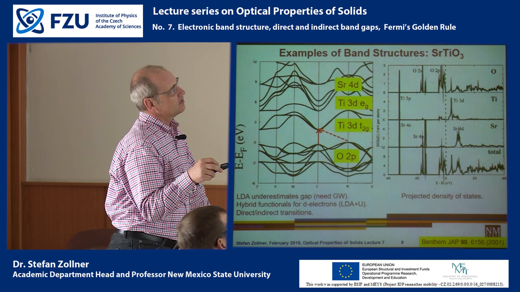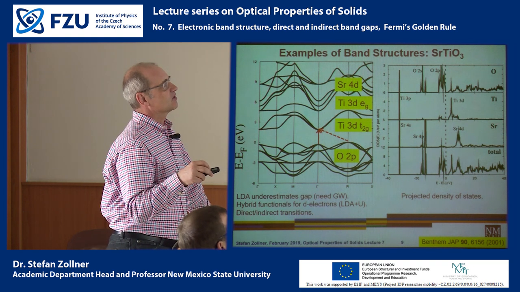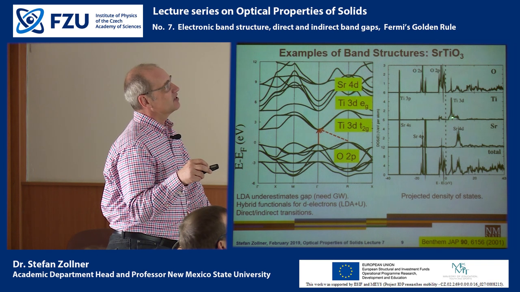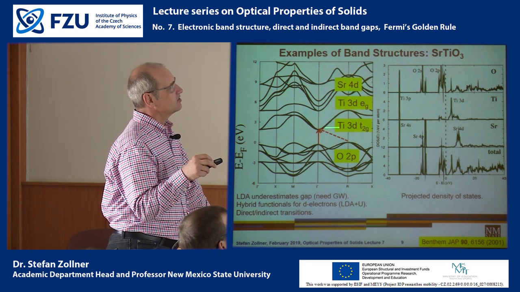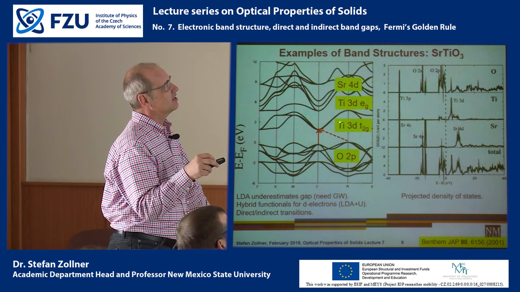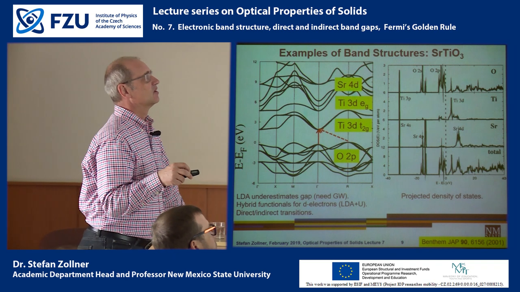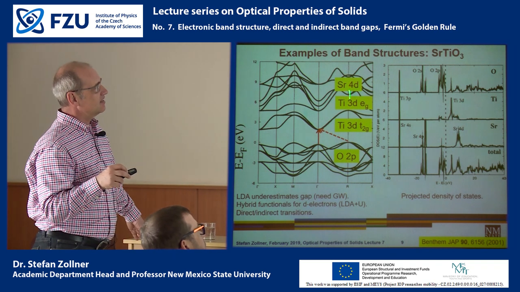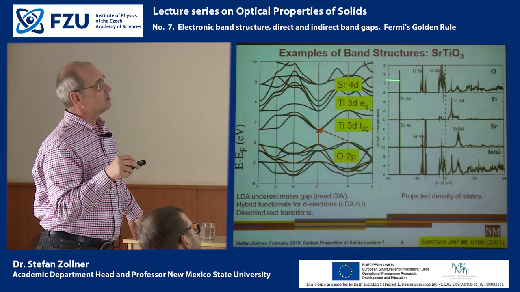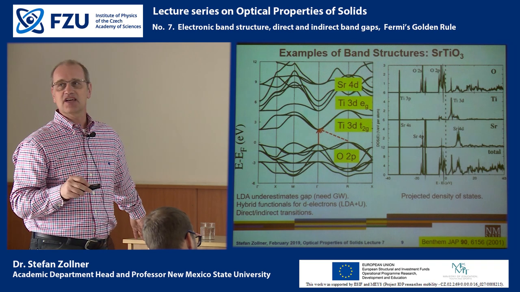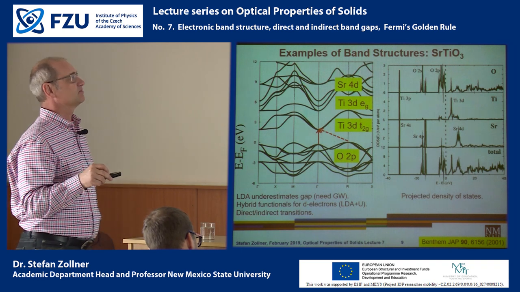And then let's look on the other side, just above the Fermi level. There's a little bit of oxygen, but most of the density of states just above the band gap comes from titanium 3D states. So that's why I labeled these states here as titanium 3D states. And then the strontium 4D states are even higher. So in order to assign the various bands in the band structure to specific atoms, I need this projected density of states, which I'm getting from the calculations.